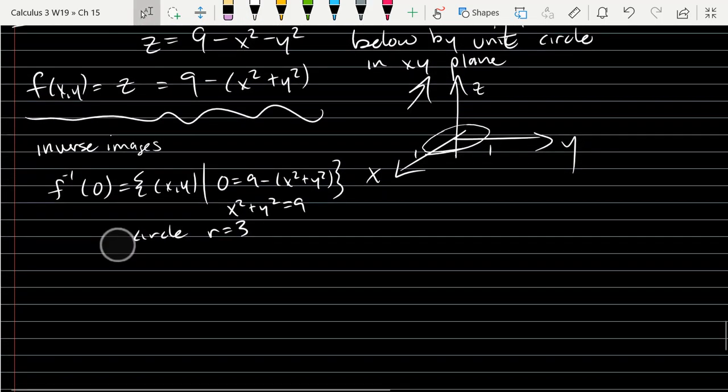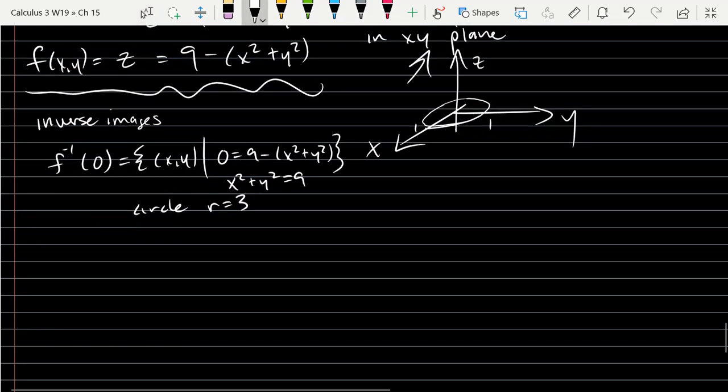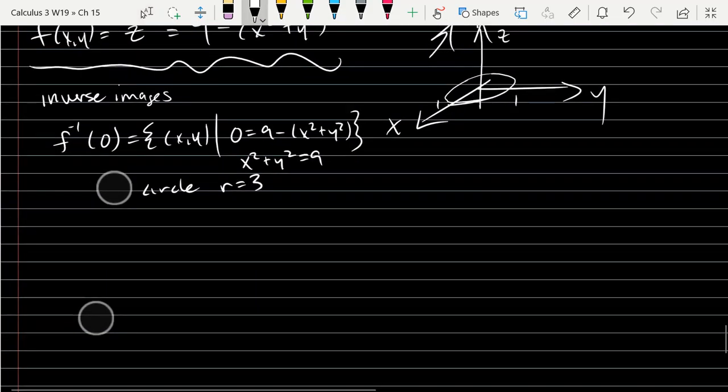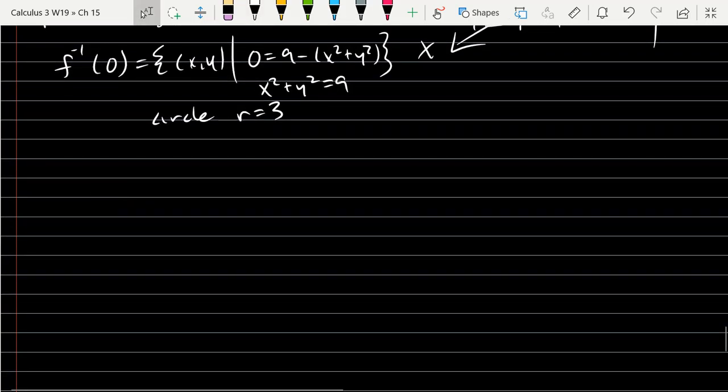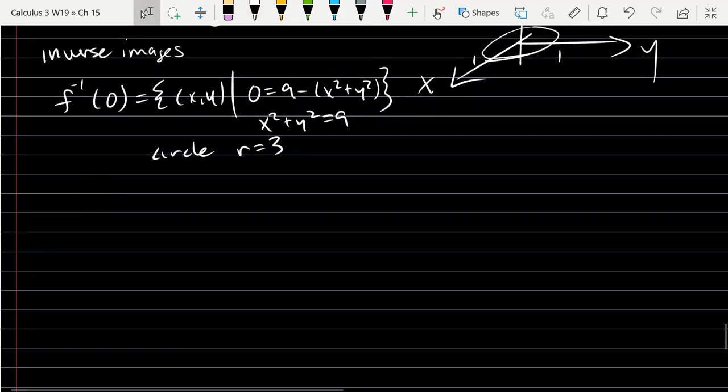So it's below by the unit circle. We did start talking about level sets, so let's just get a real rough sketch of it. It's not super important for what we're doing. So f inverse of 0 is a circle with radius 3. Let's look at some other values.